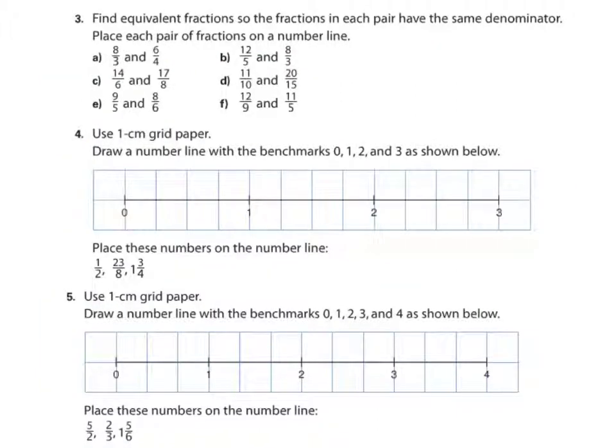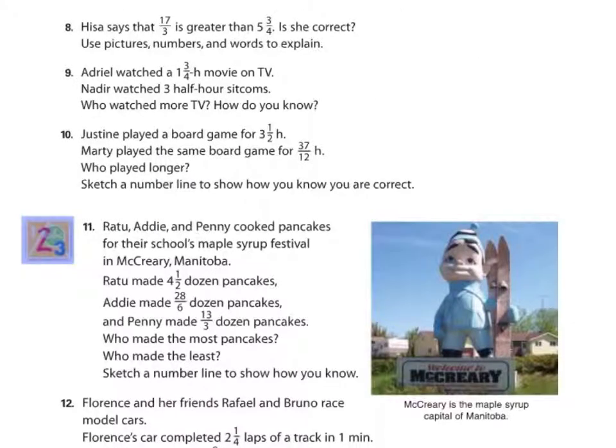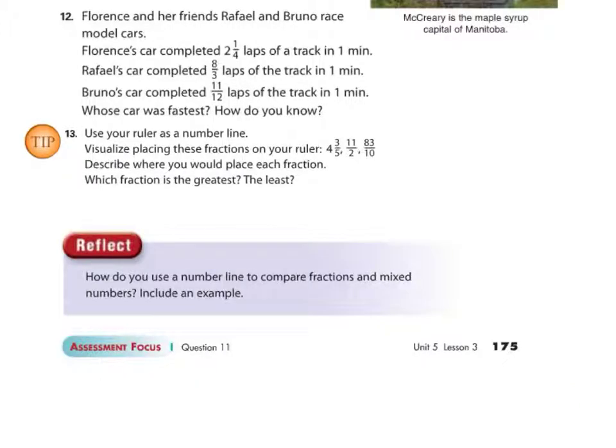3 to 5 here, 6 to 7 here. 8 to 11 are here. 12, 13, and then your reflect prompt if you need those.